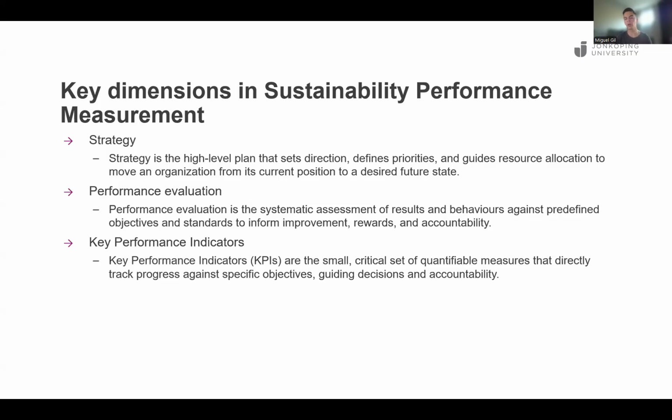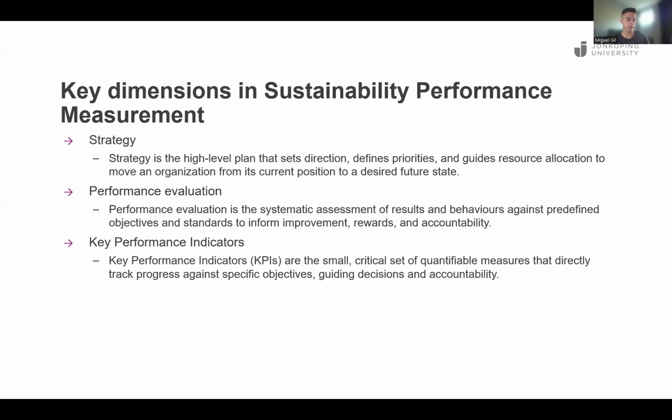So, first, we talk about strategy that maybe you already know, maybe you even know sustainability strategy. That strategy is a high level plan that sets the directions, defines priorities, even sets some objectives that also guide resource allocation. And the idea is to move the organization and put the organization where you want the organization to be in the future. So in a few words, the strategy is the big plan of what you need to do in order to achieve what you want to do. So it's a very big picture thing. It's a very high level concept, strategy.